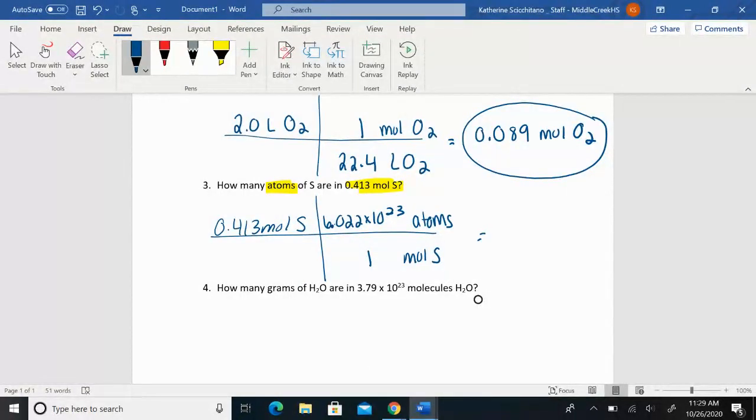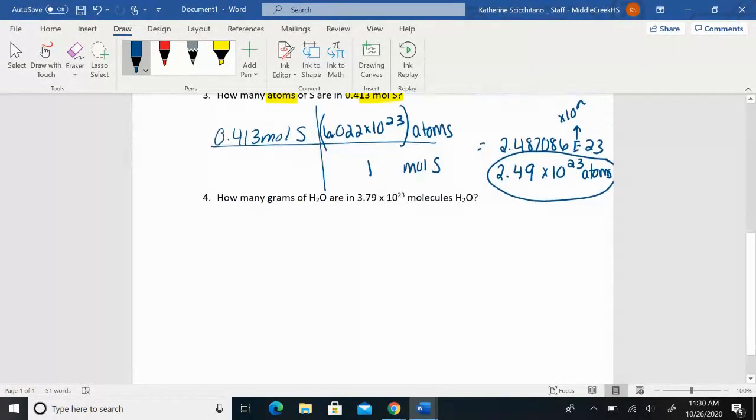So make sure that when you're plugging anything with scientific notation into your calculator, you put that entire number in parentheses so that you give your calculator instructions on how to complete it. So I'm going to do 0.413 times 6.022 times 10 to the 23rd. And the number that I get in my calculator looks like this, 2.487086 e to the 23rd. Remember that this e means times 10 to the. So a correct answer here would be 2.49 times 10 raised to the 23rd, and then your atoms as your unit.